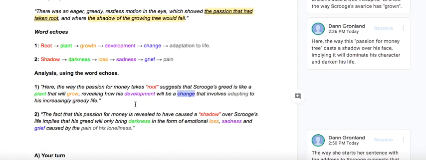So, what we've got in that explanation is a piece of analysis that touches on all of these echoes that word contains. And it naturally will guide you towards a slightly deeper explanation of what that word seems to imply. So if we have a look at the second example, the fact that this passion for money is revealed to have caused a shadow over Scrooge's life implies that his greed will only bring darkness in the form of emotional loss, sadness, and grief caused by the pain of his loneliness. Okay, so each one of those steps is giving you a point to try and include within a zoom in.